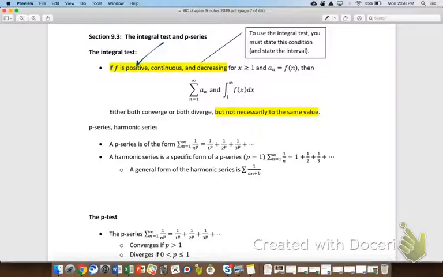The graph of f has to be positive, continuous, and decreasing. And this has to do with those rectangles we just talked about. If f is not always the same sign, like always positive, then you're going to get some positives and negatives. You're going to get kind of an adding out effect, which we will look at soon, but it wouldn't apply for the integral test. Continuous and decreasing.